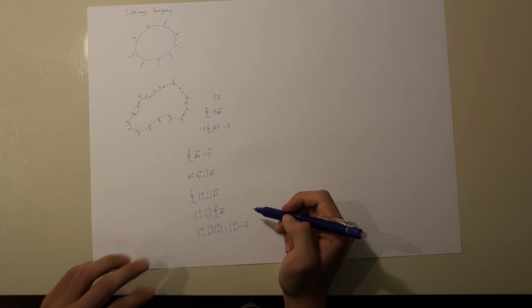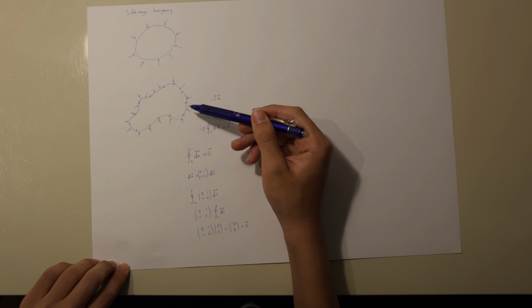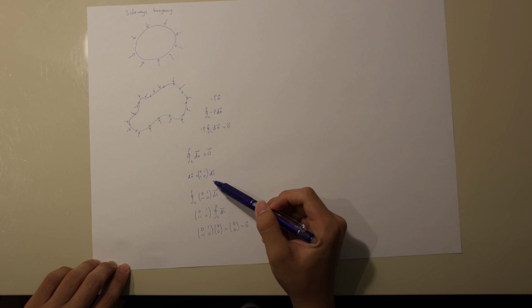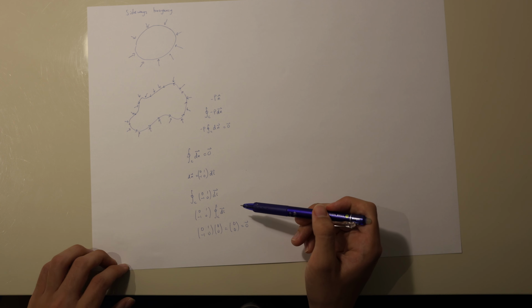So there we go. We've shown that by considering the forces as a line integral around the curve, and thinking about normal vectors as a rotation of tangent vectors, we can prove that the sideways buoyancy is always equal to 0.